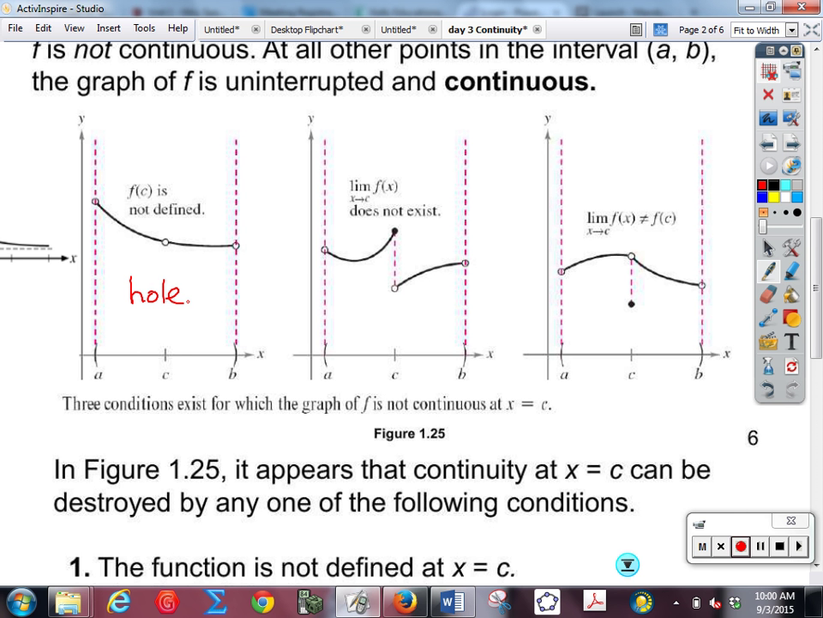The other one that I have over here is if at C you have an asymptote, so it's undefined at C because of an asymptote, then that is also a place where it is not continuous. Because I would have to draw one half of the graph, then the other half. But that would also be f of C is not defined for both of these. So this one, we should probably specify that it would be a vertical asymptote.